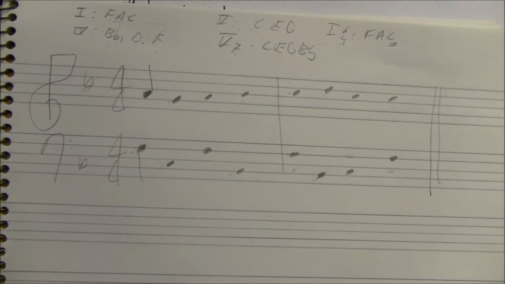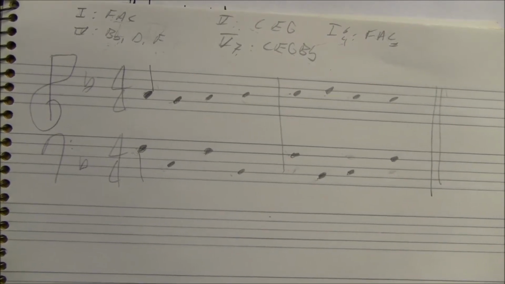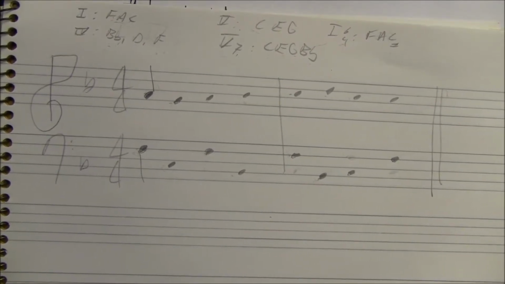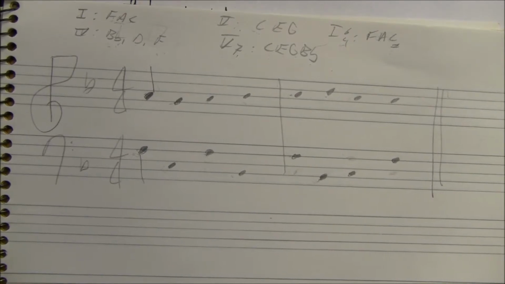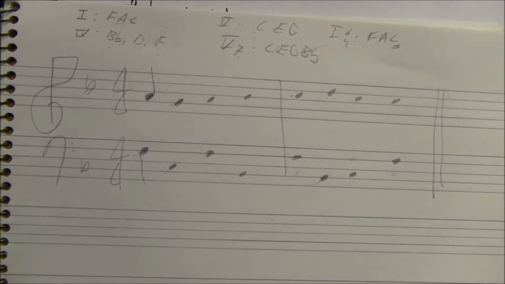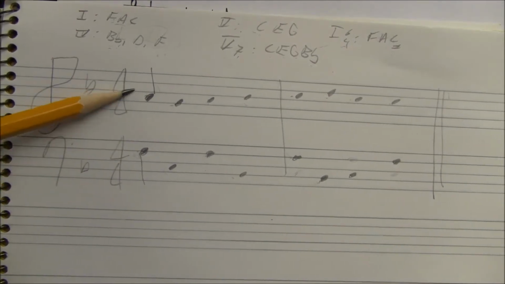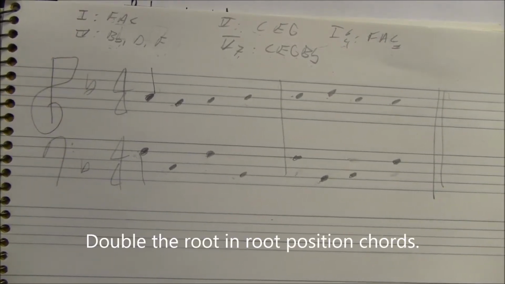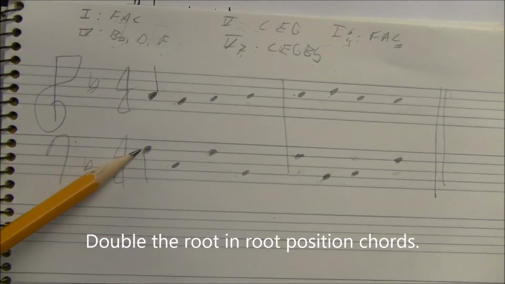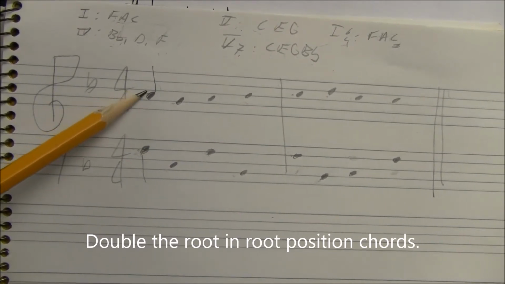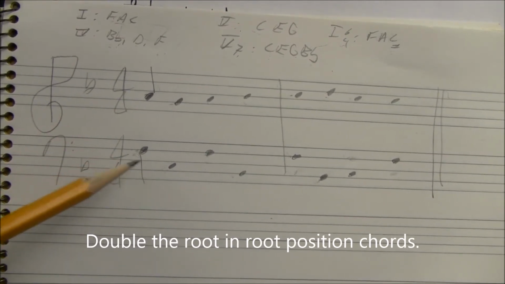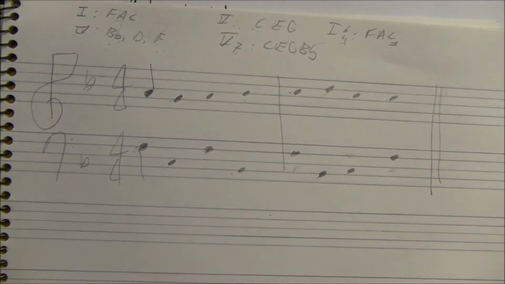Next thing I'm going to do is just fill in the alto and tenor as if it was a theory exercise. And I'll probably get pretty close just from doing that. A couple things I'm going to try to remember to do: if I'm in a root position chord, I'm going to double the root. Double the root. So this has an F in it. Basically I'm going to go through and figure out what each of these chords needs to be.